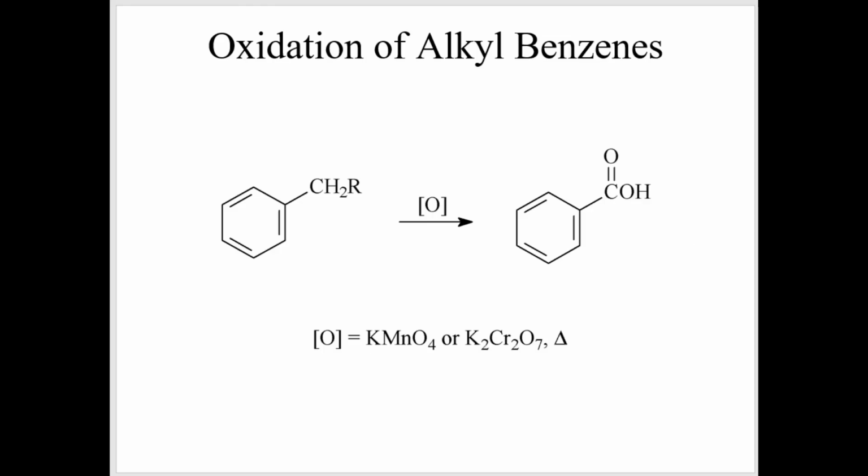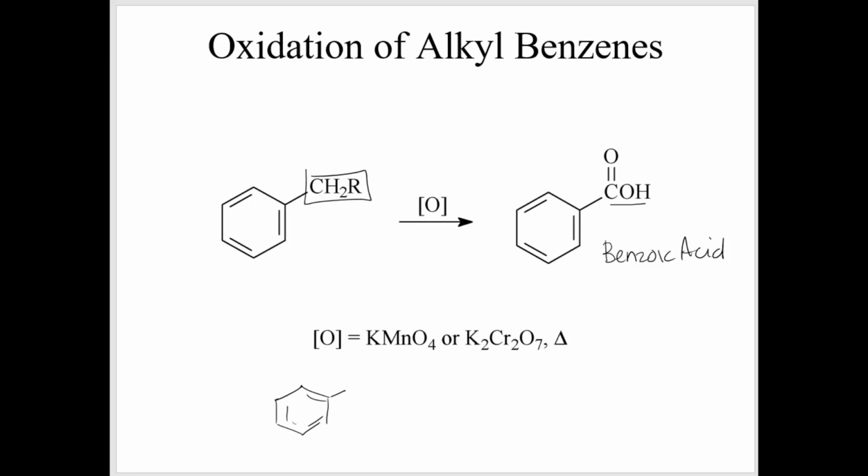Now, one reaction that we can do with an alkyl benzene, and it doesn't matter what the alkyl group is. It could be methyl, it could be a 100 carbon chain. If we oxidize an alkyl benzene, we end up forming this molecule, which is called benzoic acid. And so any alkyl group always gets oxidized and just leaves a benzoic acid with this carboxylic acid group attached to the benzene ring.